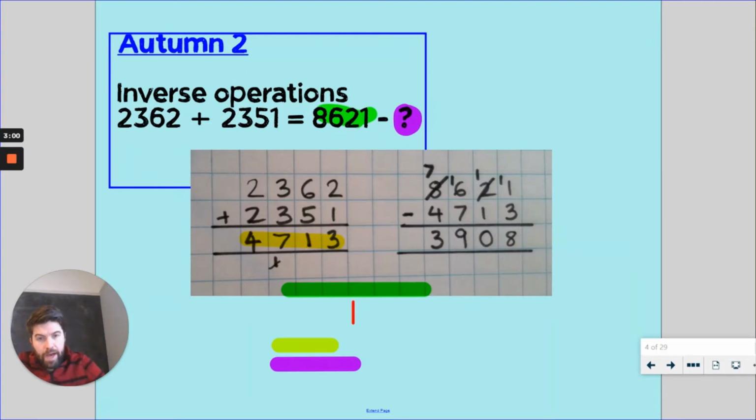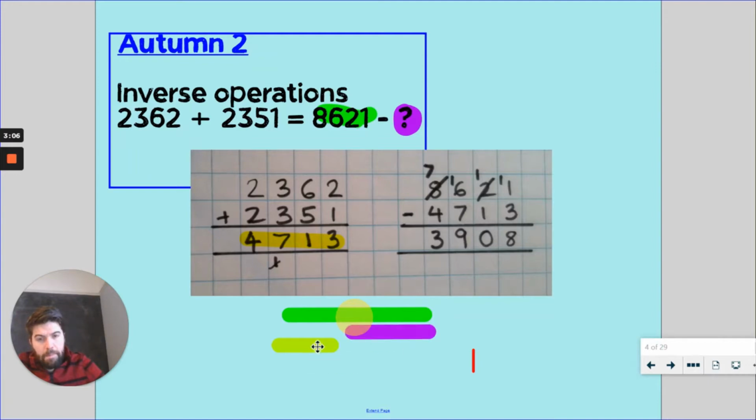So I can consider green then as the whole. Let's move that red line, I don't need that just yet. And it's made up of pink plus yellow. When I take pink away, I know I'm going to be left with yellow. When I do 8621 minus the pink, I'm going to be left with 4713. That tells me then that when I take yellow away, I'm going to be left with pink. So my next step is going to be to take the 8,621 and subtract 4713. That will then leave me with the value for pink, which in this case is 3908.